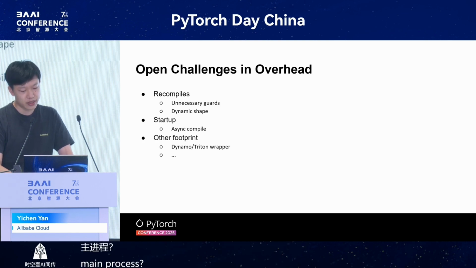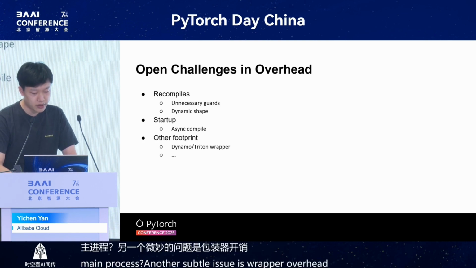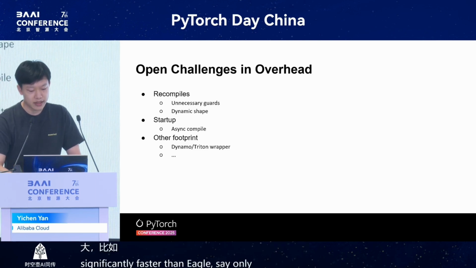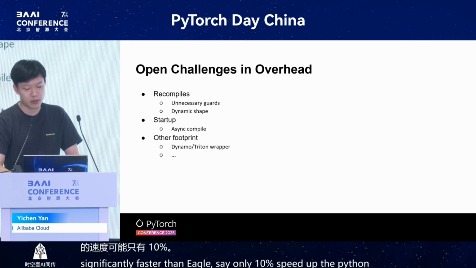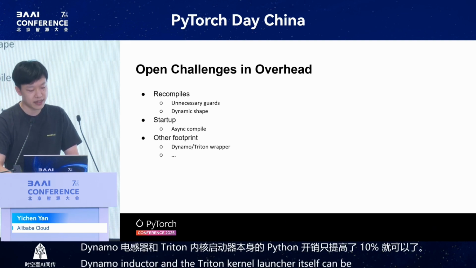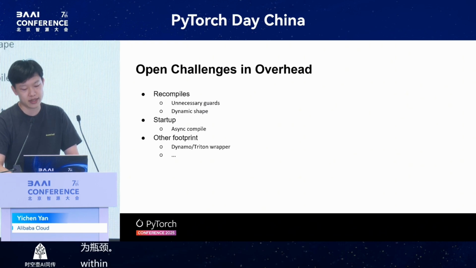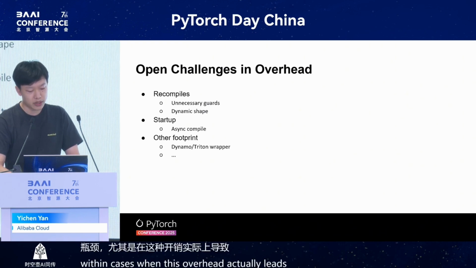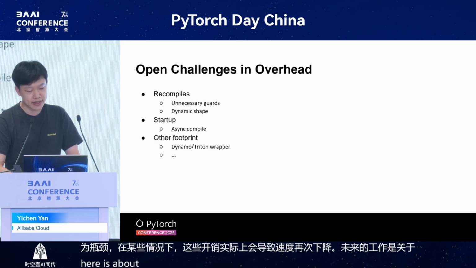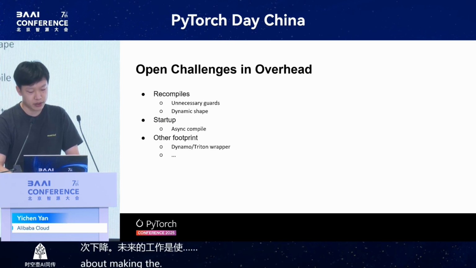Another subtle issue is wrapper overhead. When a kernel isn't significantly faster than eager, say only a 10% speedup, the Python overhead of Dynamo, Inductor, and the Triton kernel launcher itself can be a bottleneck. We've seen cases where this overhead actually leads to a net slowdown. Future work here is about making the overhead as small as possible.